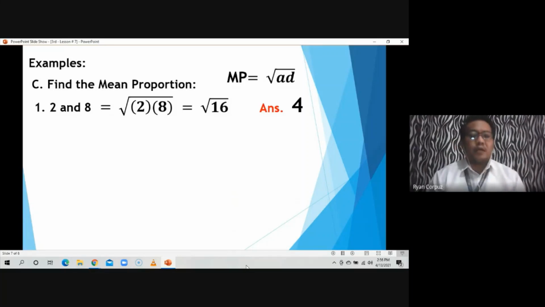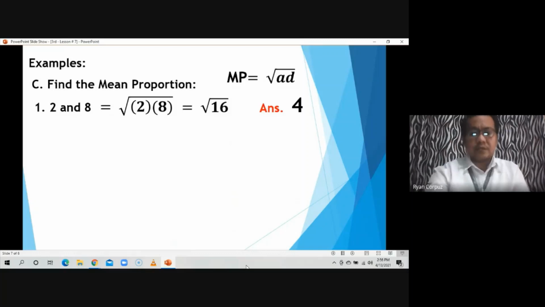So for number 1, if we are going to find the mean proportion of 2 and 8, it will be equal to 4. So that's how we find the mean proportion. Again, that is just by simply applying the formula for finding the mean proportion, which is equal to the square root of AD. Any question?